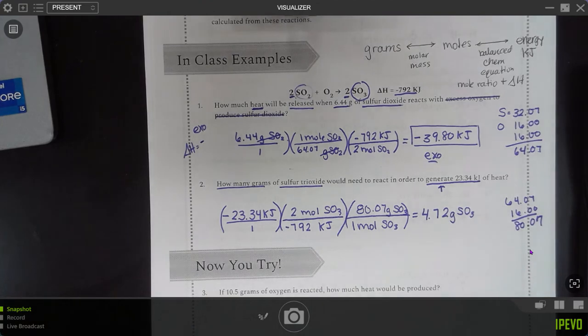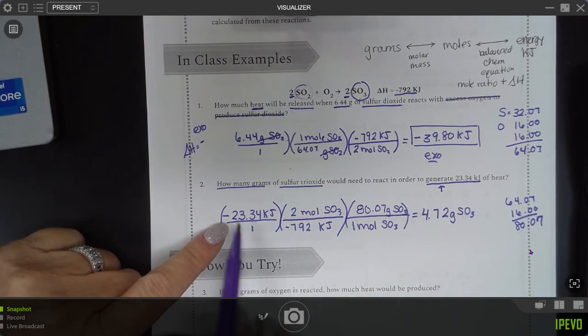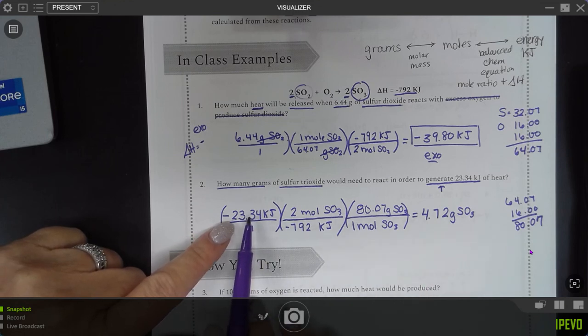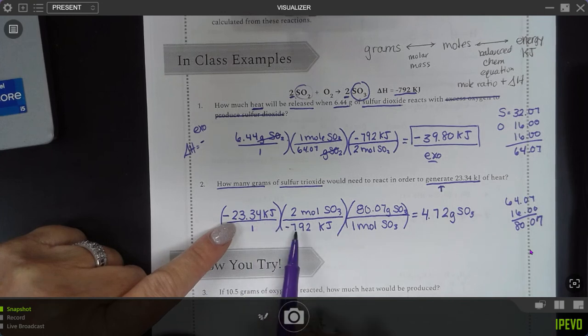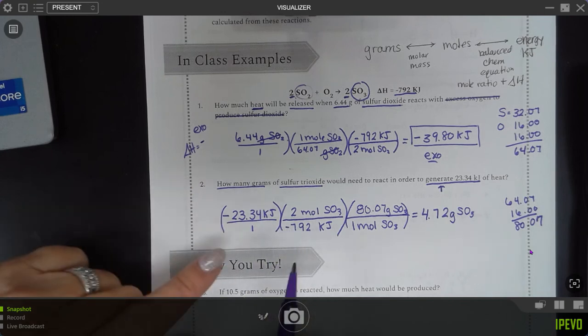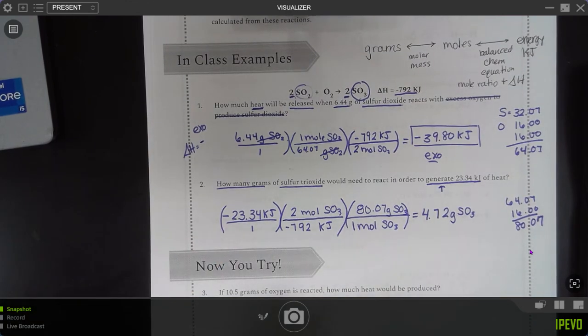So something to pay attention to: when we're doing these reactions, especially the exothermic ones where we're talking about energy being released, when we're calculating from energy to grams, we should have 2 negative signs in our math because we can't have a negative number of grams. So when you're doing these calculations, keep that in mind. If you're converting to grams or moles, that has to be a positive number.